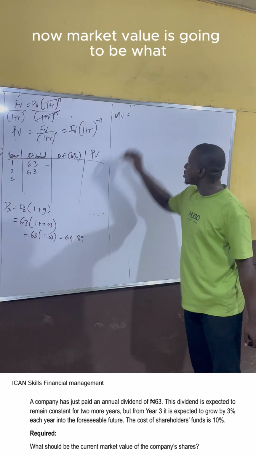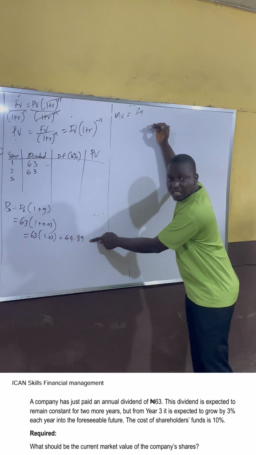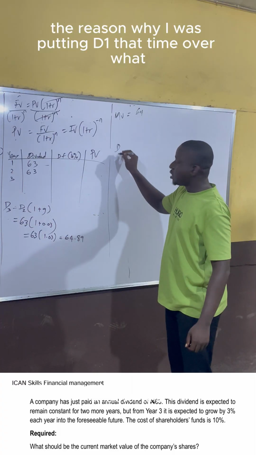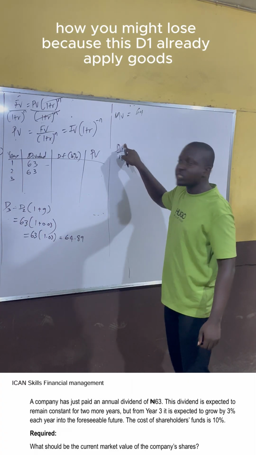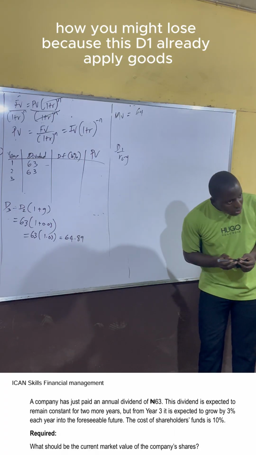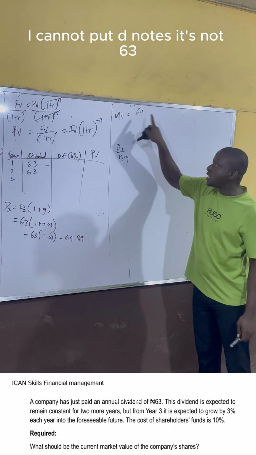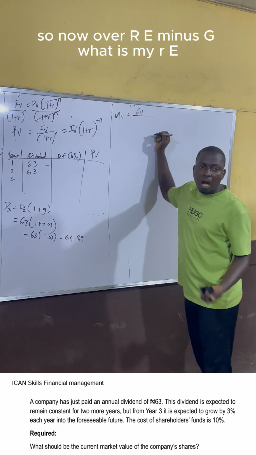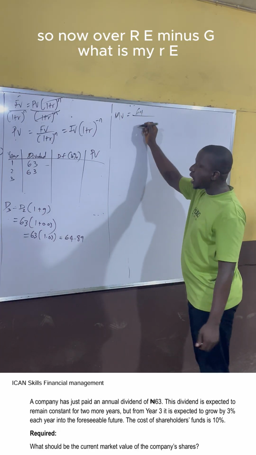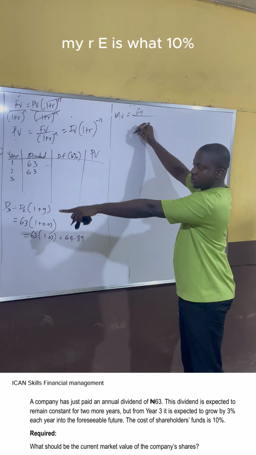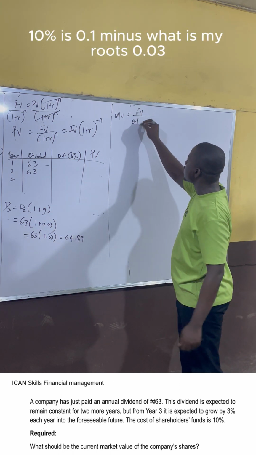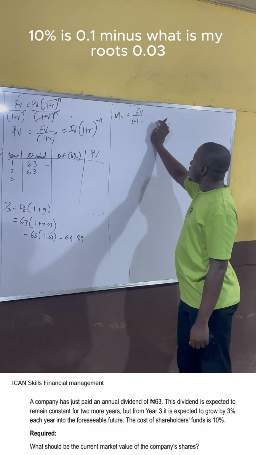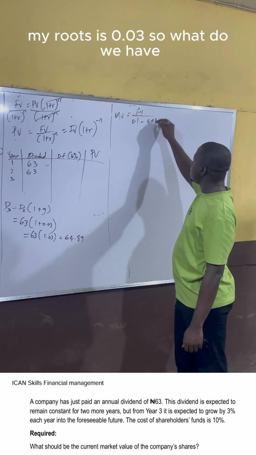Market value is going to be 64. Why are we putting 64? Because we apply growth. The reason why I was putting D1 over RE minus G is because this D1 already applies growth. I cannot put D0. It's not 63 I will put there. So now, over RE minus G. What is my RE? My RE is 10%, which is 0.1. Minus, what is my growth? 0.03. So what do we have?